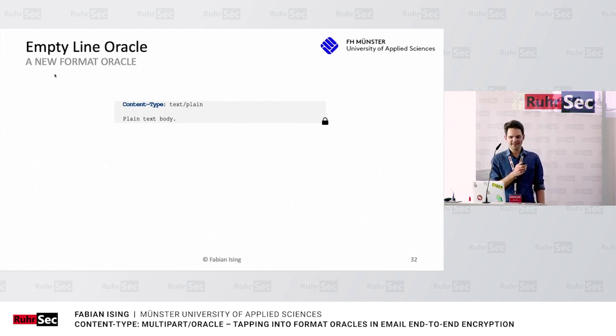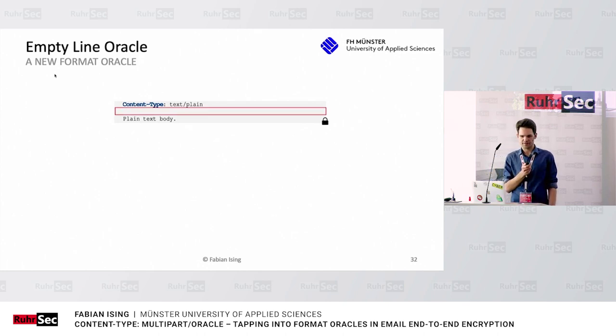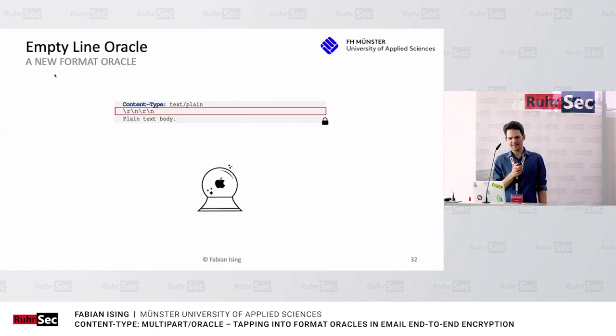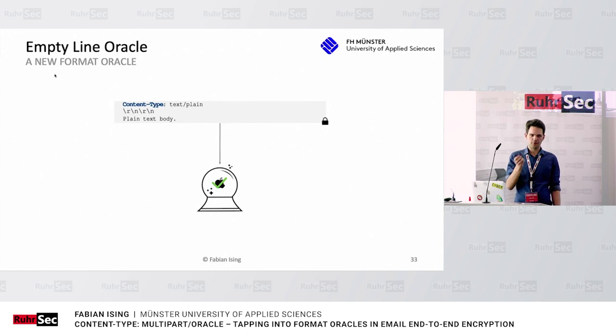However, by chance, I found another oracle during testing, the so-called empty line oracle. iOS Mail expects every mail to have a new line between the headers and the body, even for encrypted messages. So the MIME RFC explicitly states this has to be a \r\n\r\n, so a classical new line. So if we send this message to the oracle, we will get, OK, this is a correct message. So we will see the behavior from the last slide.